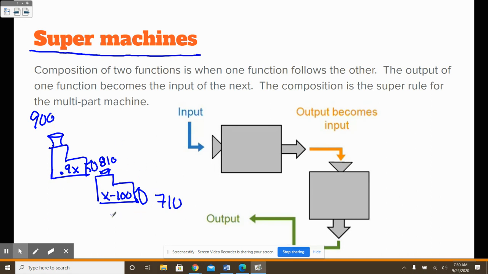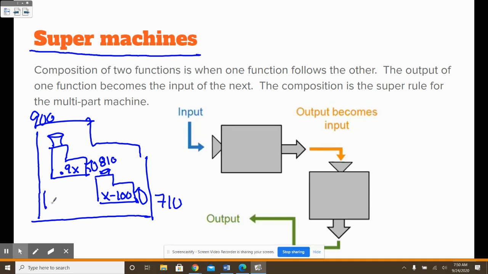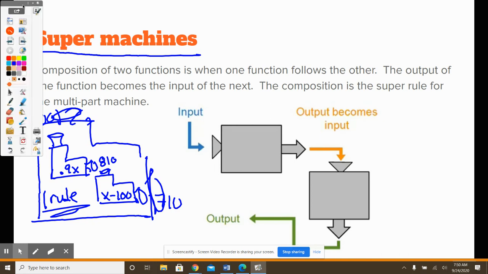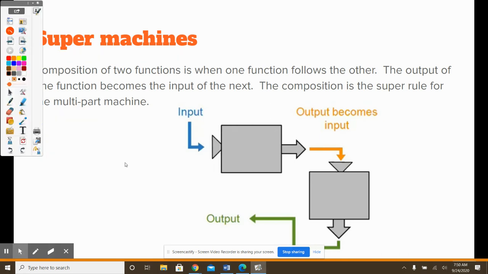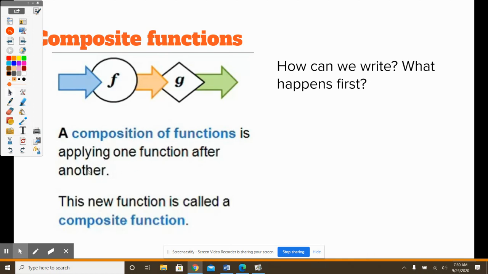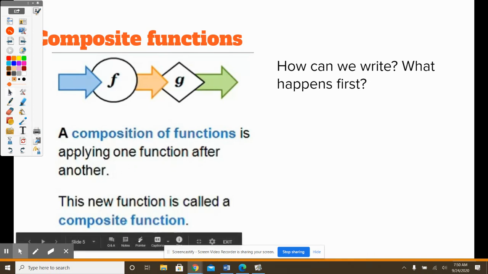What we are going to do today is, when you have a super machine like that, try to encase it into a machine like this, and then come up with one rule that combines both of those together. That's what composition is, so that whenever you plug 900 into the one rule, it immediately shoots out 710 instead of having to go through one piece and then the other. So composition of functions are basically super machines. It's one function after the other. The new function is called a composite.